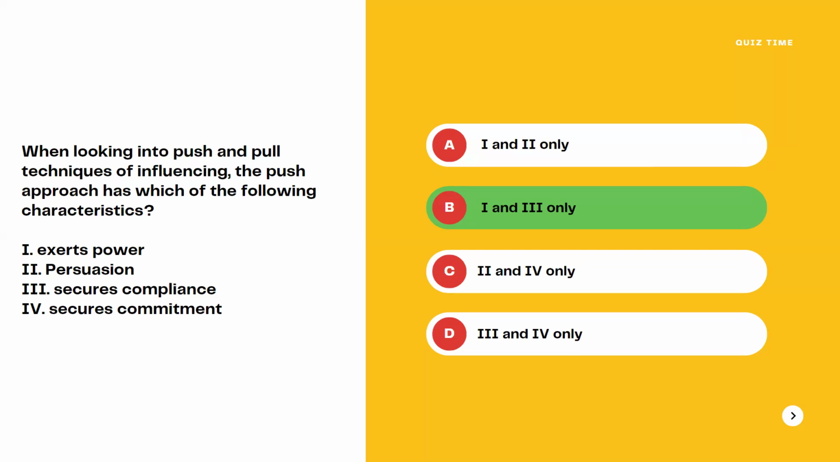So those things, they are pull. Sorry, they are pull, not push. Right. So for this question, the answer should be one and three.